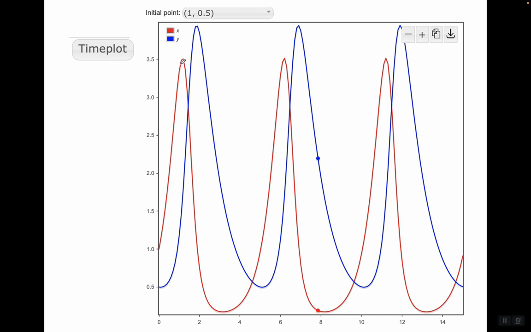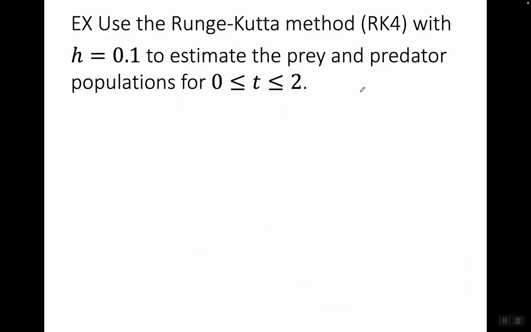So notice, first the prey peak, and then predators. Prey peak, and then the predators, etc. Use the Runge-Kutta method, RK4 with h equals 0.1 to estimate the prey and predator populations for 0 ≤ t ≤ 2.